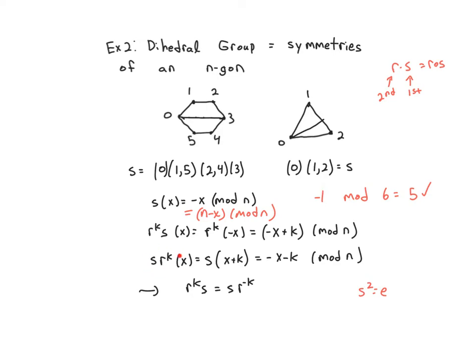It's worth pointing out what happens when you do the rotation first and then the reflection. Well, rotate first says add k to x, then reflect says negate everything. There's a similarity in this formula. They only differ by a minus sign, which tells you that if you rotated by a negative k first, then they would have a plus sign, which tells you that s r to the negative k is equal to r to the k times s, which was an observation I had made previously when talking about symmetries of polygons.